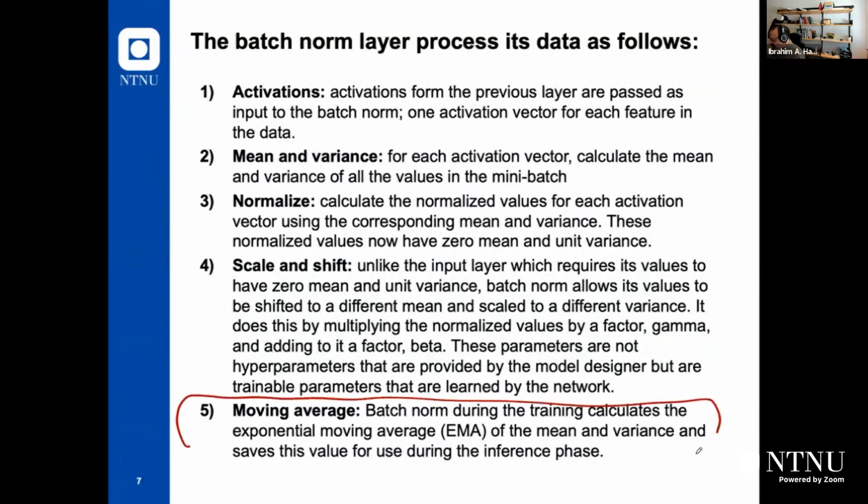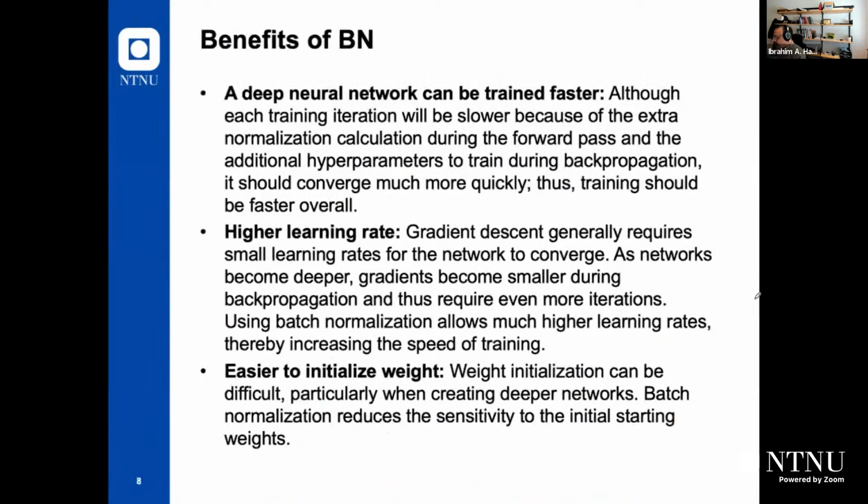Step number 5 is just for inference, right? We will not use it for the training process, but we will use it for testing, for example, when we deploy the model in real time. Benefits of batch normalization: deep neural networks can be trained faster using batch normalization.